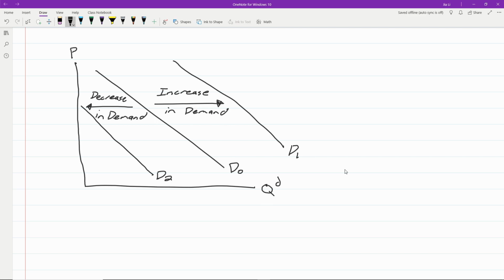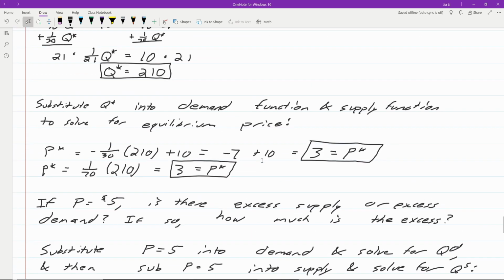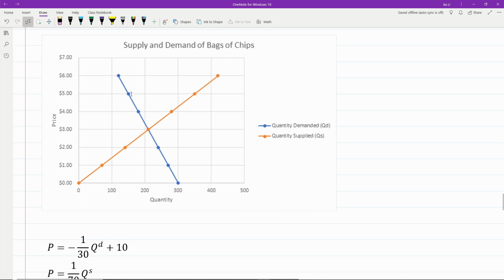Note that if the price of the item itself changes, then we don't need to shift the demand curve. We just need to move along the demand curve. We just move up or down D0 instead, so we don't move it left or right. We keep along the same demand curve and move either up or down if the price changes. Just like if I scroll up to the demand curve for bags of chips, if the price of a bag of chips changed from say $3 to $4, we don't need to shift the demand curve. We just move from this point up to this point right here.